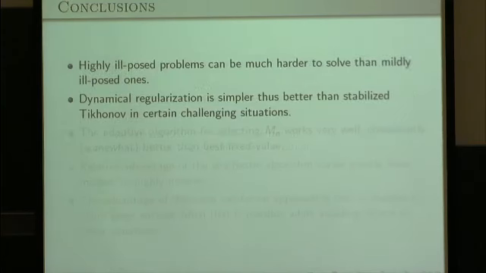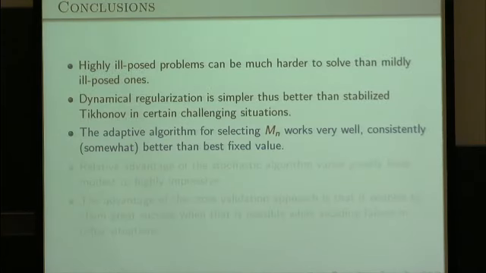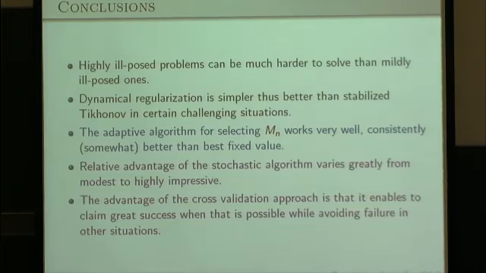Conclusions, let's not worry about these. First, the adaptive algorithm for selecting m sub n works very well, consistently better than the best fixed value. And the relative advantage of the stochastic algorithm varies greatly. Sometimes it's modest, sometimes it's really, really impressive. And what we do with this cross-validation approach is we make the gain when we can make it, and we don't fall apart when we can't. That is the point of the cross-validation.